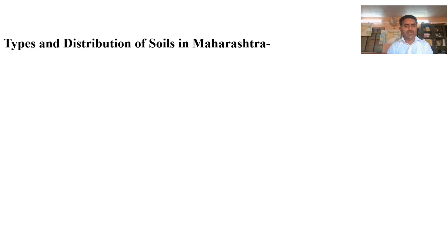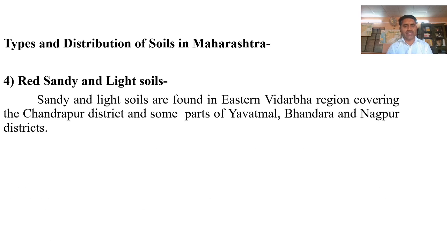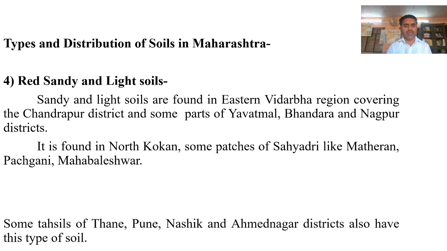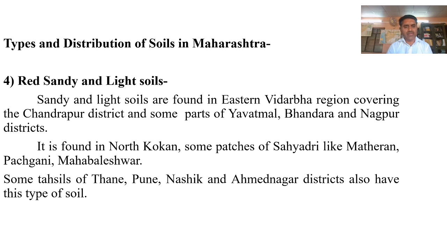Next type, that is the fourth type, red, sandy, and light soils. The red name indicates that the color of the soil is red, and that's why these soils are called red, sandy, and light soils. Sandy and light soils are found in the eastern Vidarbha region, covering the Chandrapur district and some parts of Yavatmal, Bhandara, and Nagpur districts. It is found in North Konkan also, some patches of Sahyadri like Matheran, Panchgani, and Mahabaleshwar region. Some tahsils of Thane, Pune, Nasik, and Ahmednagar districts also have this type of soil.